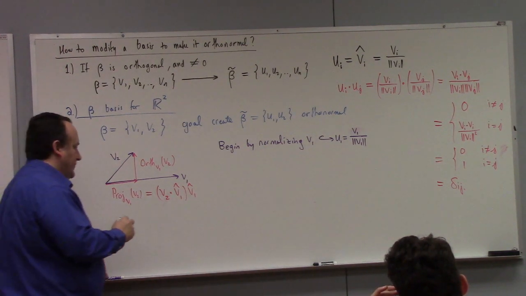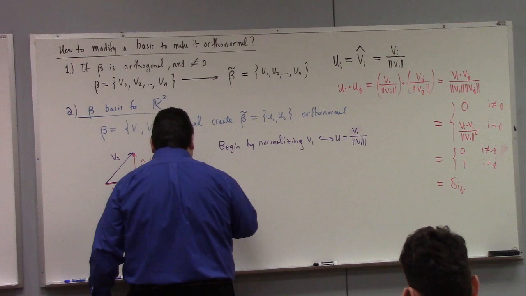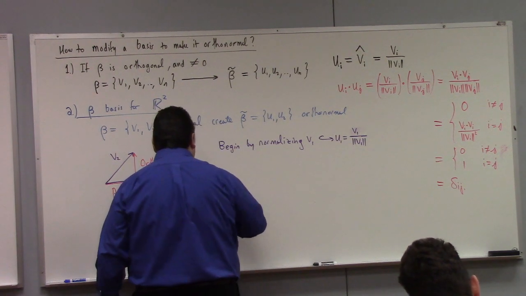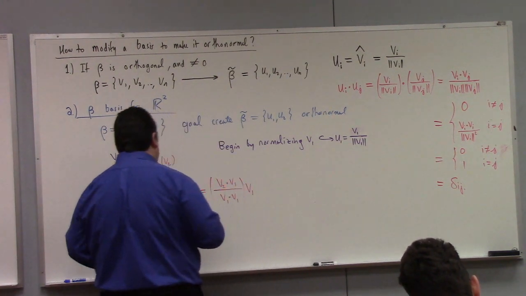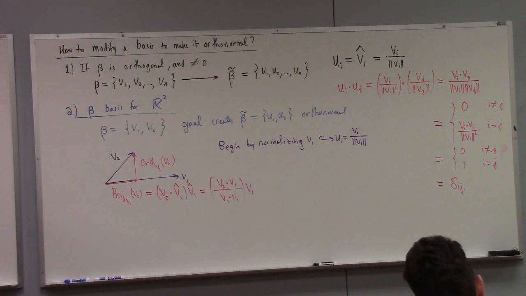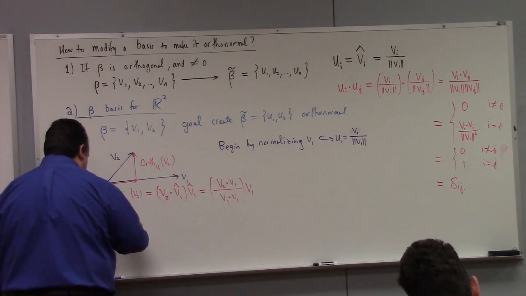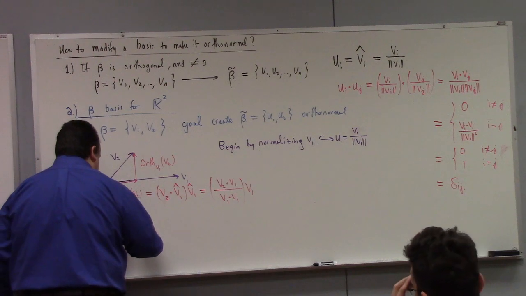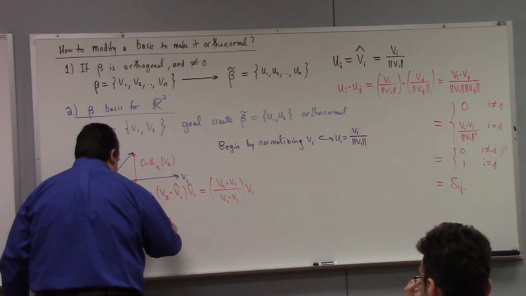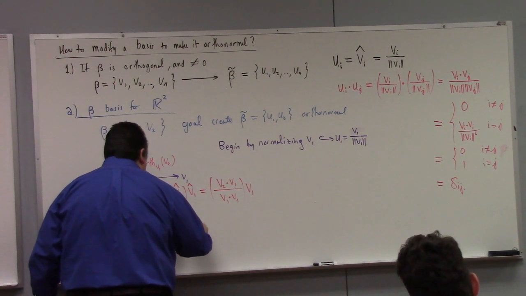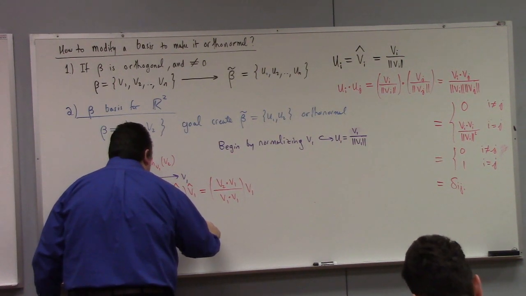A slicker formula for that without the hats looks like this. It's v2 dot v1 divided by v1 dot v1 times v1. And then the orthogonal piece, how do you get that? Orth v1 of v2 is simply equal to v2 minus the projection in the v1 direction of v2.